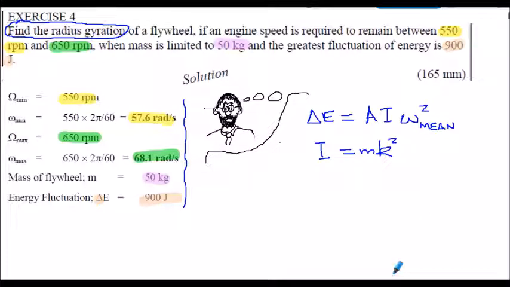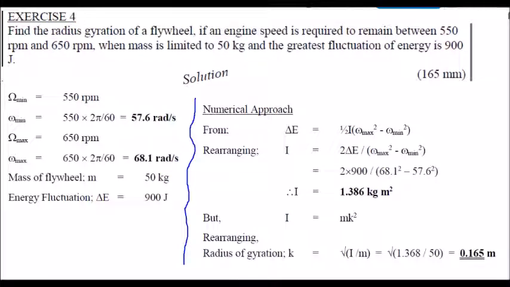We will use the delta E equation. From the delta E equation, we're going to find the I value. So I can find my I value in this case, given all the other parameters. We'll be able to rearrange that. Once we've found the I value, we can then use that to find the k squared value and then the k value. You will need your omega mean, of course, here, because the equation uses omega mean, but you've got the maximum and minimum, so you can find omega mean. Quite straightforwardly, really. And there's my solution for exercise 4, if you want to compare yours with mine.